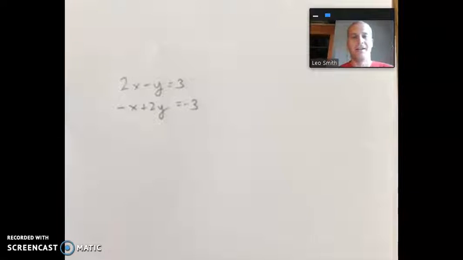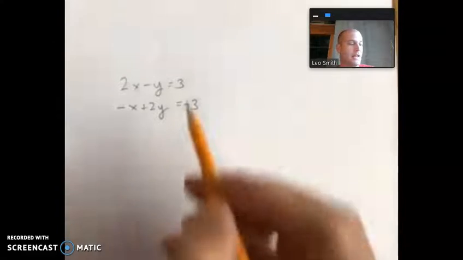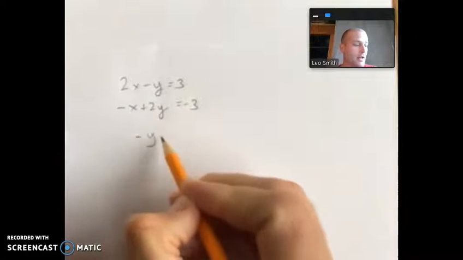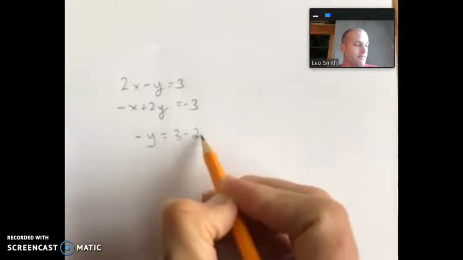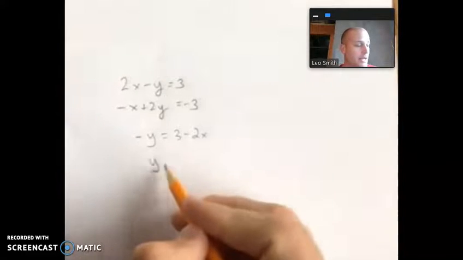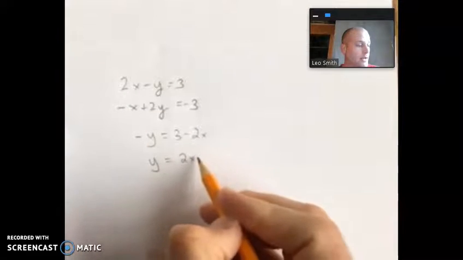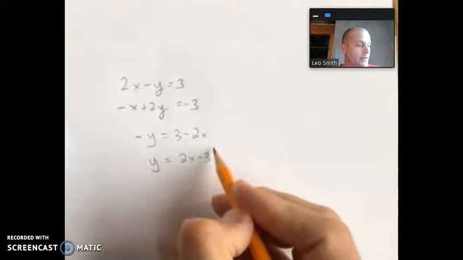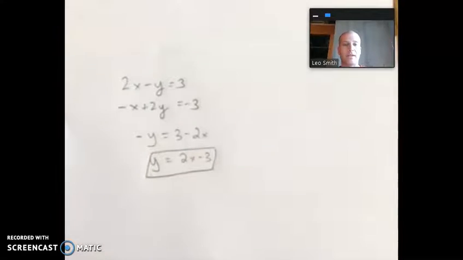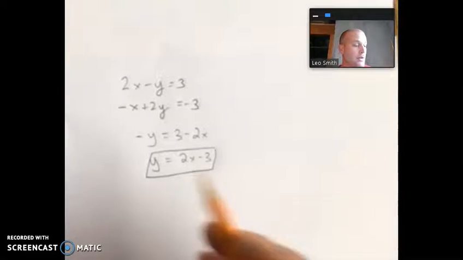Hello again. I'm in my basement. What you see is that same system, and we're going to solve it with substitution. The idea is I'm going to isolate one of these four variables. The easiest one is going to be the top y. After I subtract the 2x and divide by a negative, I'll get y equals 2x minus 3. Then I can take that 2x minus 3 and plug it into the other equation.